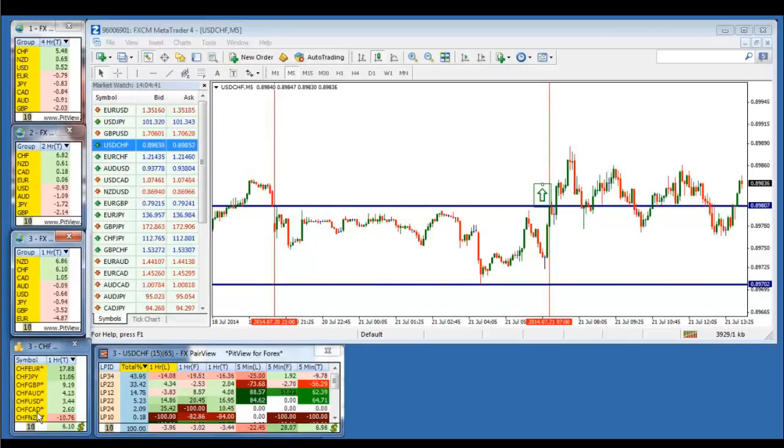If you've traded Forex, you know that on some pairs the currency can be the base currency. On some pairs it can be the quote. PitView, in order to measure these things, has to put every currency as the base currency in the group view and the global view. And then over here it will show it as it shows up on your MetaTrader.